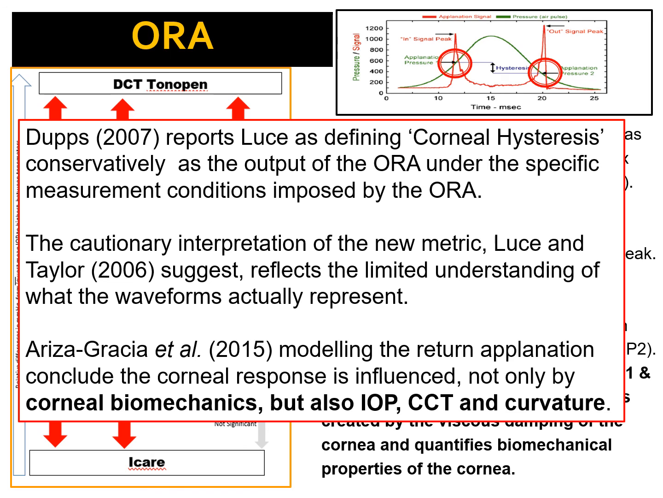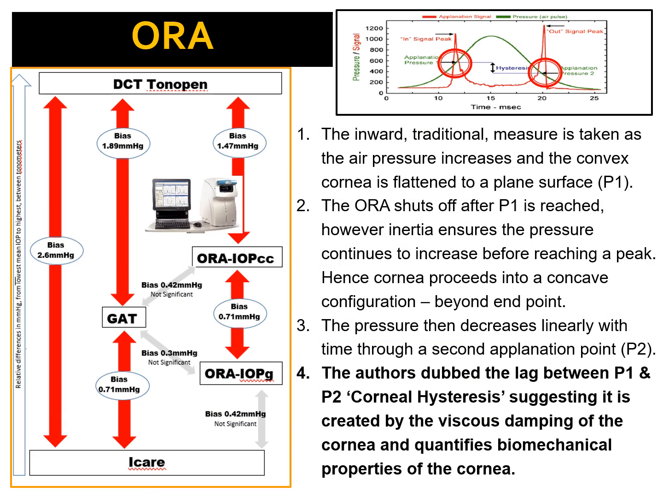But certainly the cautionary interpretation of the new metric Luce and Taylor suggest reflects the limited understanding. This was back when they first came up with it, though, back in 2006. The limited understanding of what the waveforms actually represent. So they didn't understand it, they observed it and then decided that they could interpret it in a certain way. And I do think the interpretation is up to a certain level of debate. These other authors modelling the return applanation conclude the corneal response is influenced not only by corneal biomechanics but by the IOP pushing backwards, the CCT, the curvature, and it's bound to be, in my opinion.